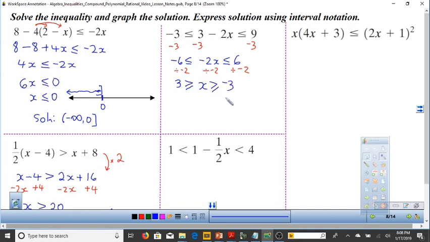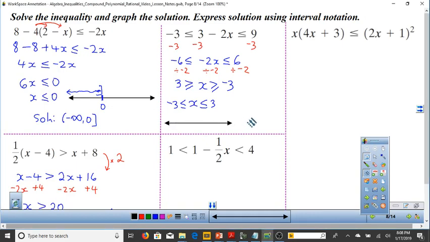So now we have this system here. We're saying 3 is greater than or equal to x, which is greater than or equal to negative 3, which means the other way around: negative 3 is to the left of x, which is itself to the left of 3. And of course, we'll include them. And now we can graph that on our number line.